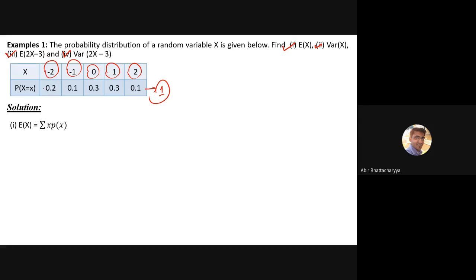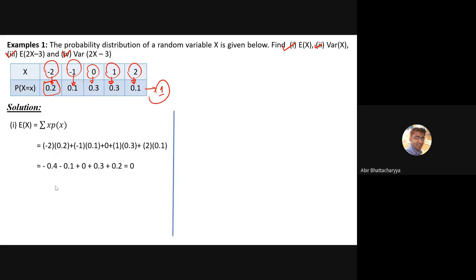Summation of x p(x), where this is p of x. So we take minus 2 times this, minus 2 times this, minus 1 times this, 0 times this, 1 times this, 2 times this, and add them. If I add them all, I get the summation of x p(x), and that is your expectation. So expectation of x equals this. If I add them, I get expectation 0. So we have 0 expectation.